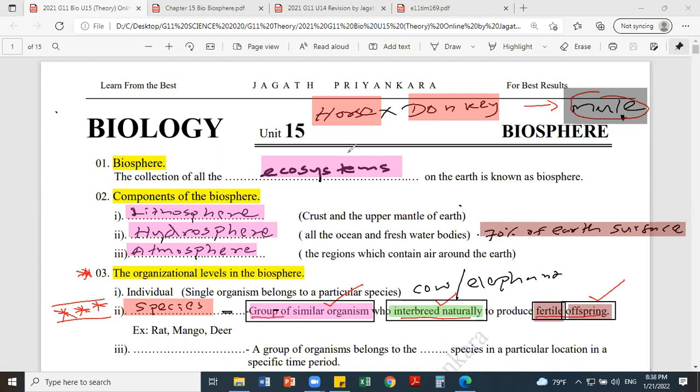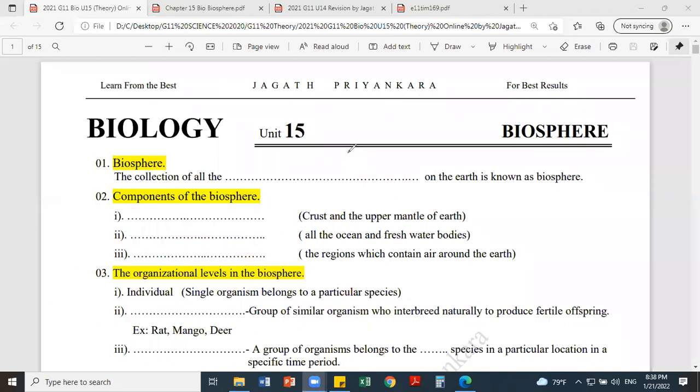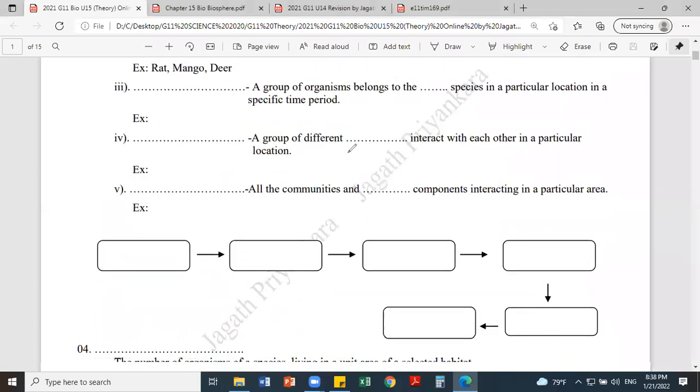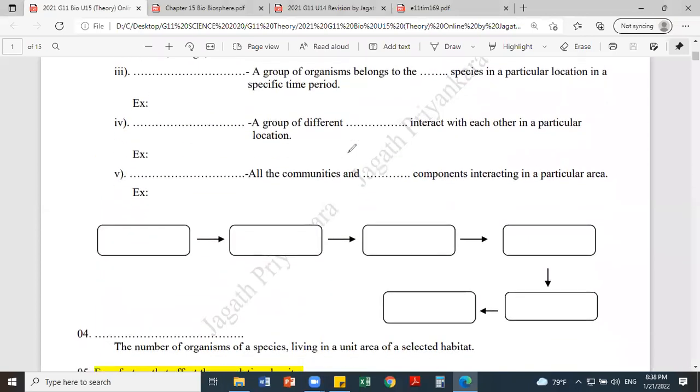Then the next one, number 3. I'll erase the screen. What is number 3? Okay, there's a flow diagram also here. I'll complete this in parallel, then it's easy for you. First, how many blanks have I given? 1, 2, 3, 4, 5, 6. So you can write here first one, species.